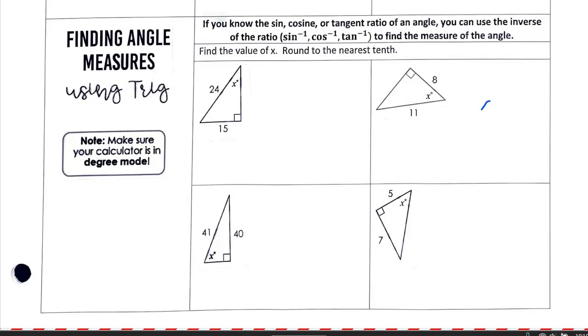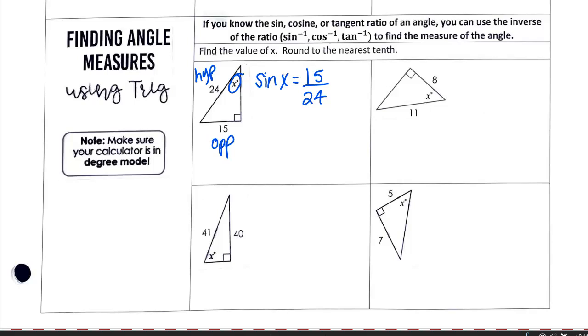So let's look at this first problem. Again, we're going to solve this the same way. We're going to look at the information we were given, and that's going to help us determine if we're going to use sine, cosine, or tangent. Our angle that we're trying to find is right here. The information that we were given was an opposite leg and a hypotenuse. Okay, we're given opposite and hypotenuse, so that is sine. So we're going to write this out as sine of x equals our opposite over our hypotenuse.